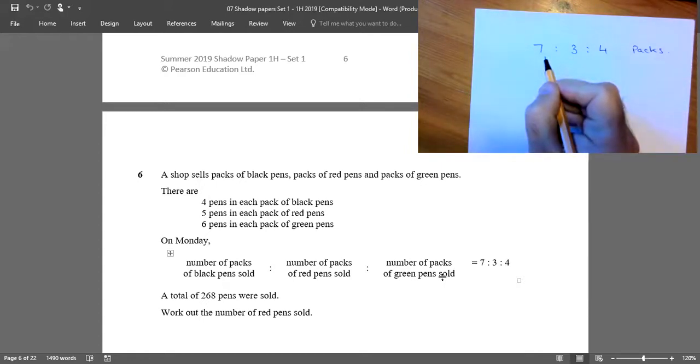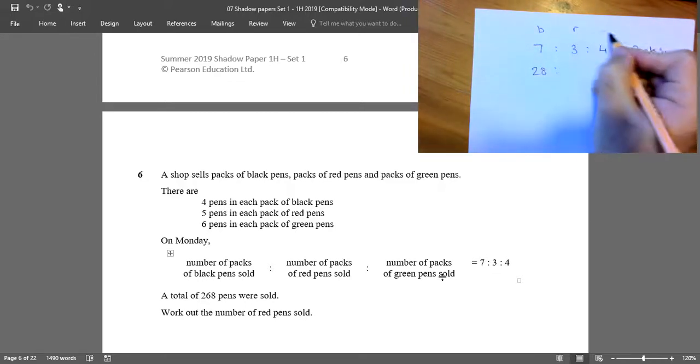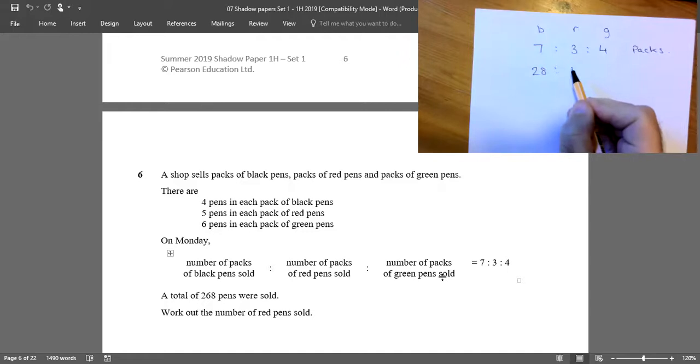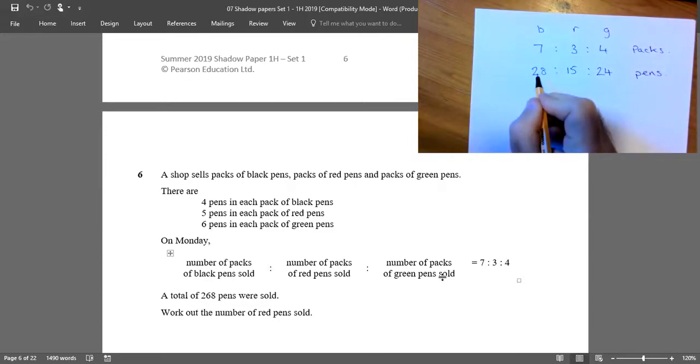So obviously I need to multiply the 7 by 4 to give me 28 black pens sold. Okay, then need to multiply the 3 by 5 to give me 15 red, and 4 by 6 to give me 24 green pens sold. So if I add those up, I get a total of 28 plus 15 plus 24 gives me a total of 67 parts.